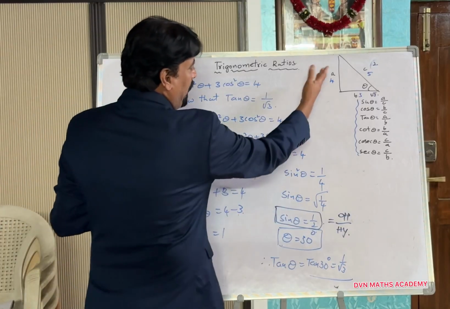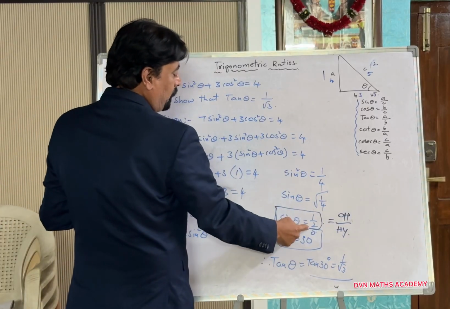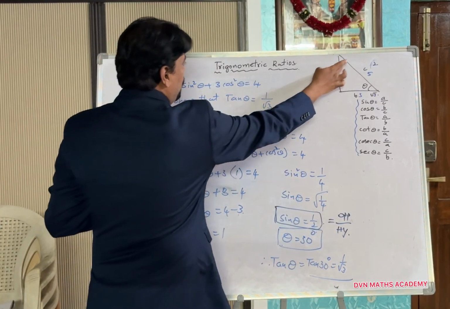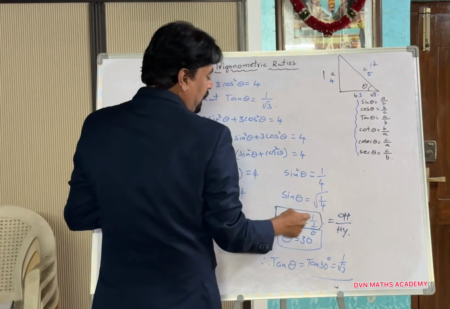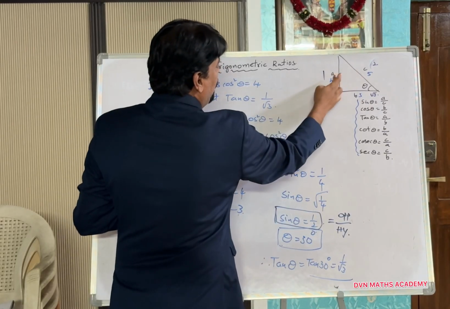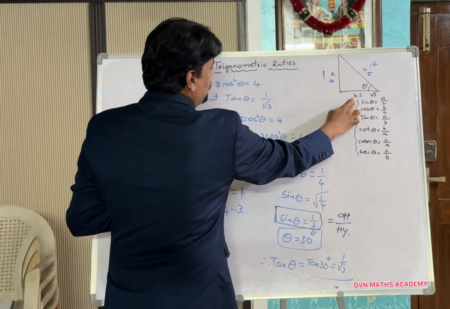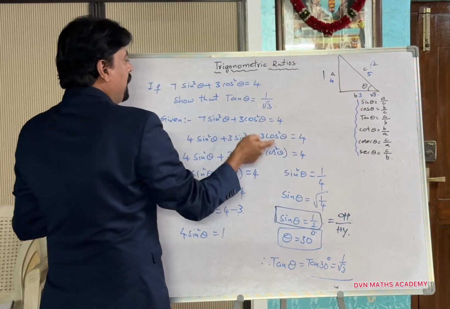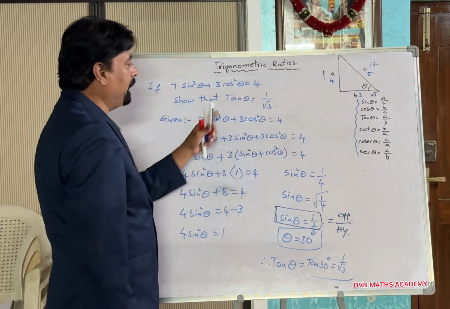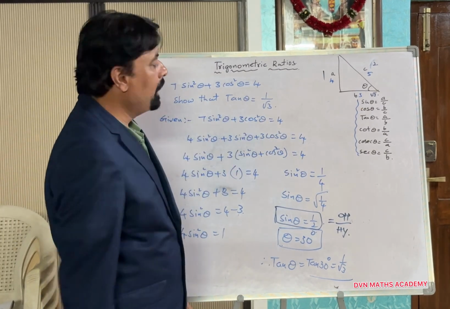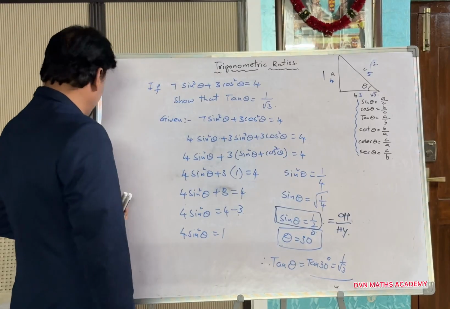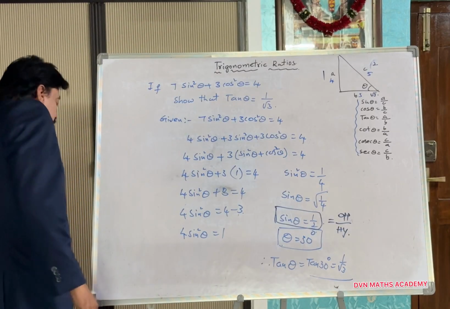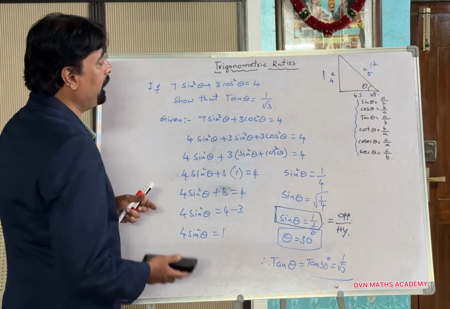From here the question pattern will be changed. Tan theta is equal to 1 by 2. You can take this is 1 and this is 2 because sin theta value is opposite by hypotenuse. By that you can find the adjacent. After finding the adjacent value, just find the value of tan theta, that will be equal to 1 by root 3. But this is the easiest way to prove that tan theta is equal to 1 by root 3.